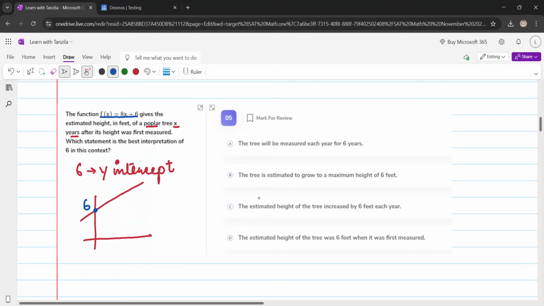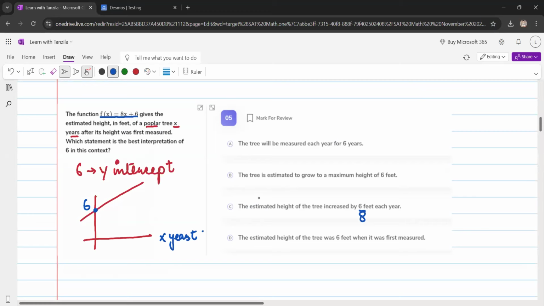6 is the y-intercept and x is time in years. So the tree will be measured each year for 6 years. Not true. The tree is estimated to grow to a maximum height of 6 feet. No, that's not the maximum height. That is where it's starting. The estimated height of the tree increased by 6 feet each year. It will increase by 8 feet each year. Not 6, it is 8 feet each year.